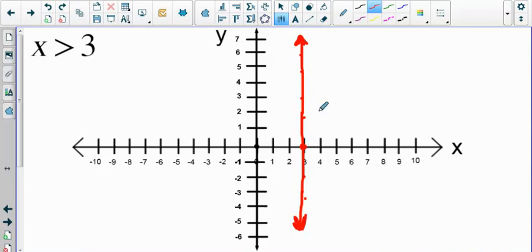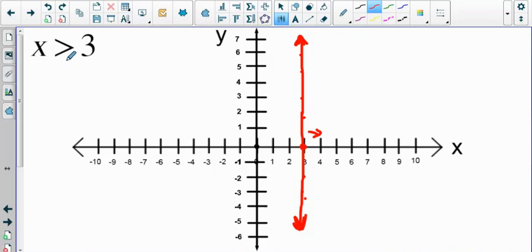Okay, now, if I were to shade this, where are they bigger than 3? Well, 4 is bigger than 3, 2 is not. It would be everything to the right, wouldn't it? Everything to the right of that would be where x is greater than 3. So that's what that looks like.